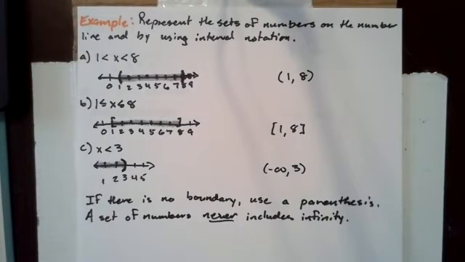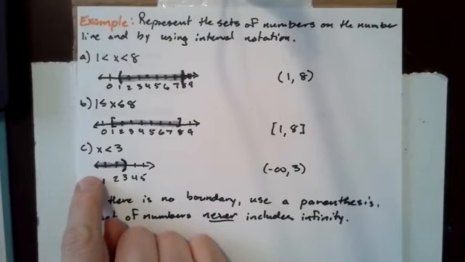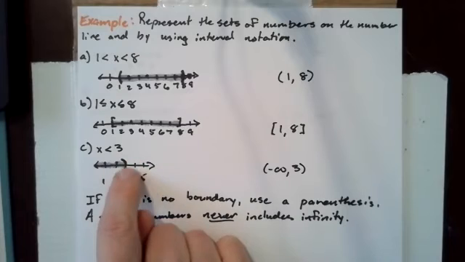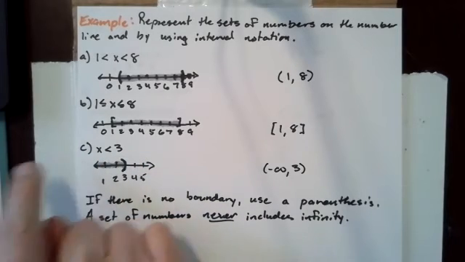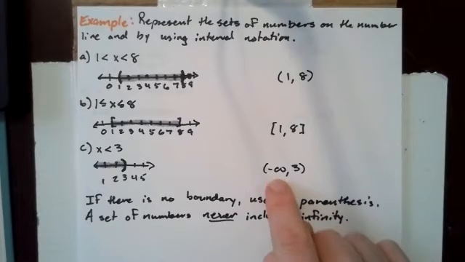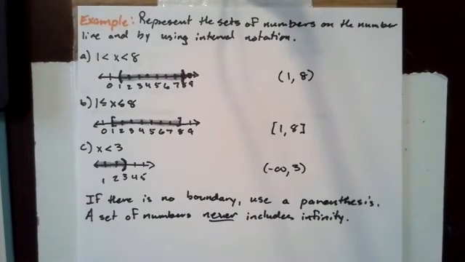Next, we have x is less than 3. On a number line, we represent this with an open parenthesis facing toward negative infinity at 3 and shade everything before that. In interval notation, we have negative infinity and 3 between parentheses. If there is no boundary, we use a parenthesis. It doesn't matter if everything else is in brackets. We use parentheses for infinity because a set of numbers never includes infinity. Infinity is not a number.